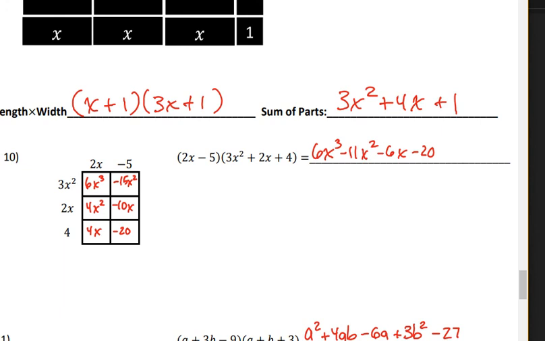Product of length times width is 2x minus 5 times 3x squared plus 2x plus 4. And the sum of the parts simplified is 6x cubed minus 11x squared minus 6x minus 20.